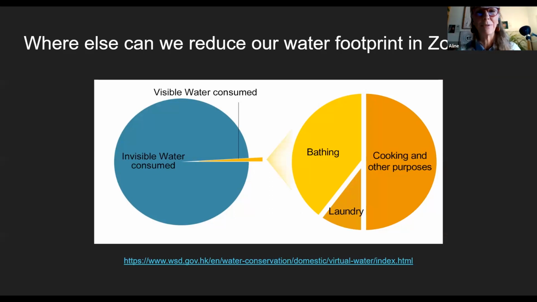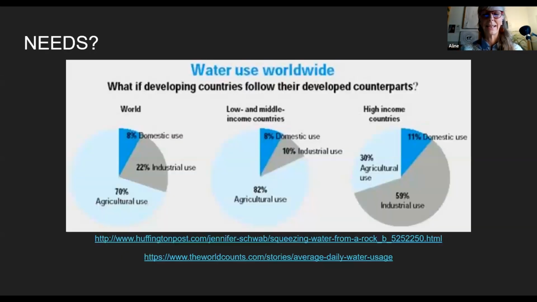We can still actually reduce further though, because our footprint is not only in our visible water consumption. The bathing, cooking and the laundry is actually not where we do so much harm, I'm afraid to say. We can do all the saving we want in our homes. It's not going to be the big difference. The invisible water that we consume is a lot more important. So where does that then go?